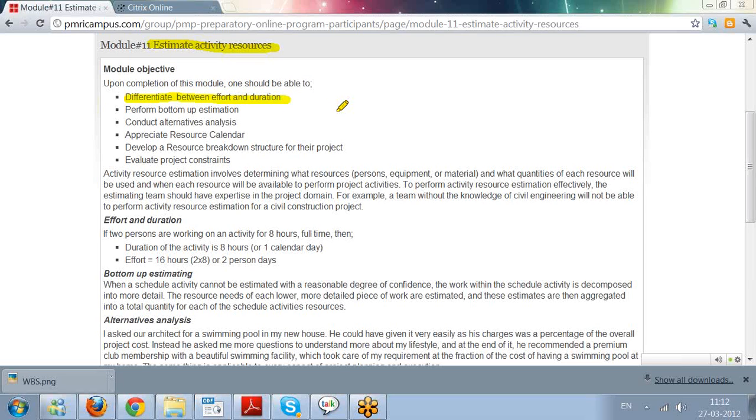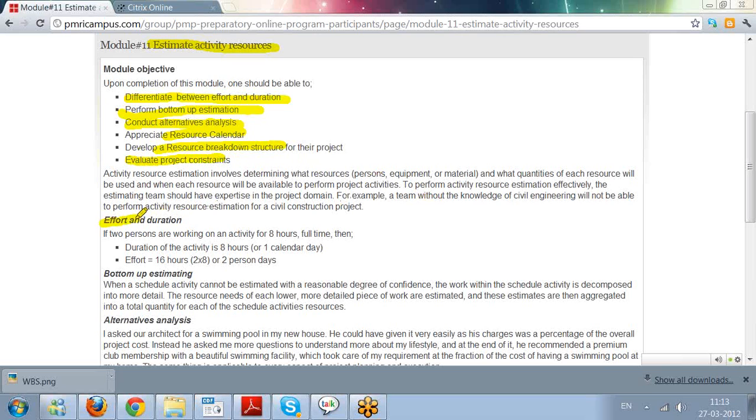Even highly experienced senior managers sometimes are not very clear about the difference between effort and duration. At the end of this module, you should be very clear about it. Then we have bottom-up estimation, and you'll be very clear about alternatives analysis, you'll appreciate what a resource calendar is, you'll be able to develop a resource breakdown structure, and maybe identify and evaluate project constraints.